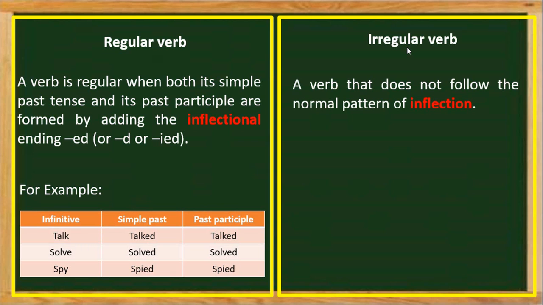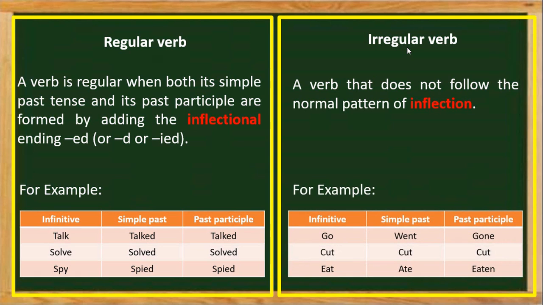Irregular verb is a verb that doesn't follow the normal pattern of inflection. بمعنى أنه ما كيخضعش لقاعدة التصريف أو inflection، ما عنده حتى شي قاعدة. That's why it is called irregular verb.